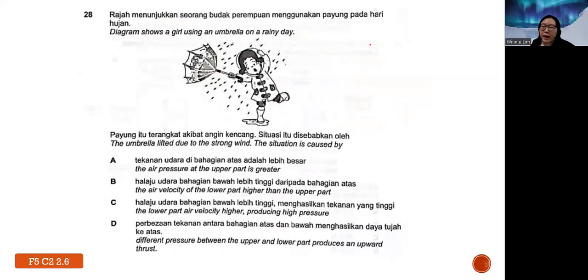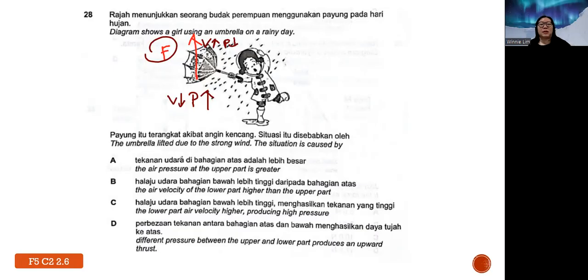22. Diagram shows a girl using an umbrella on a rainy day. The umbrella is lifted due to the strong wind, and this situation is caused by what reason? This is under Bernoulli principle. Why it's lifted is because the speed of air on top of the umbrella and beneath it is different. In strong wind, the upper part of the umbrella has high speed, causing low pressure. But beneath the umbrella, the speed of airflow is lower, causing high pressure. So the difference in pressure causes a lifting force.